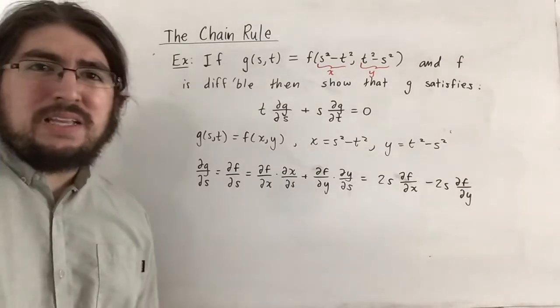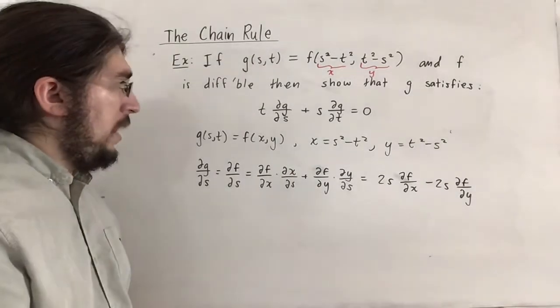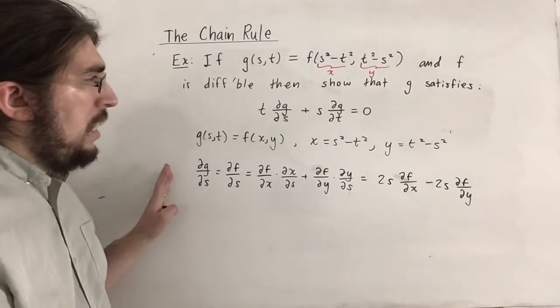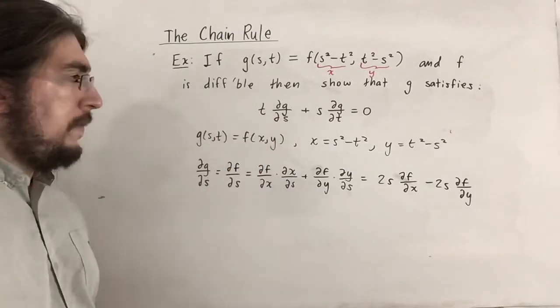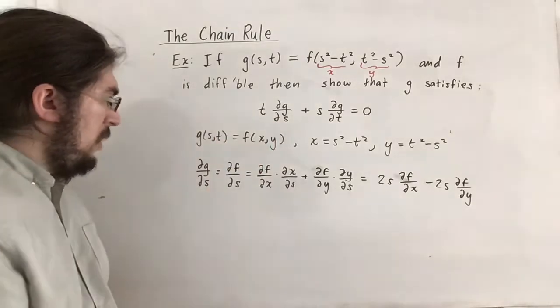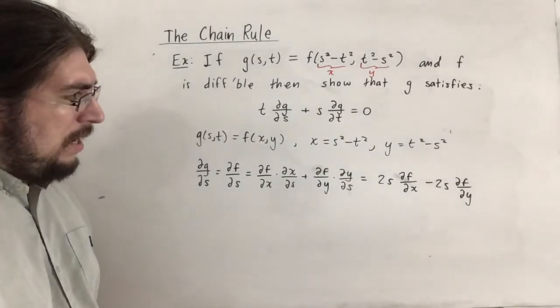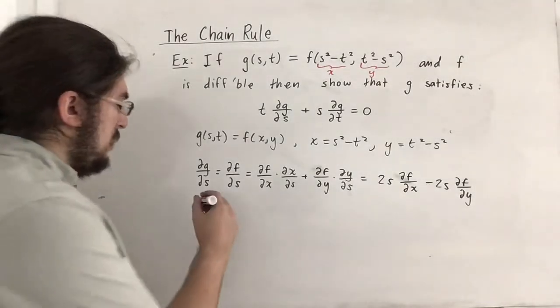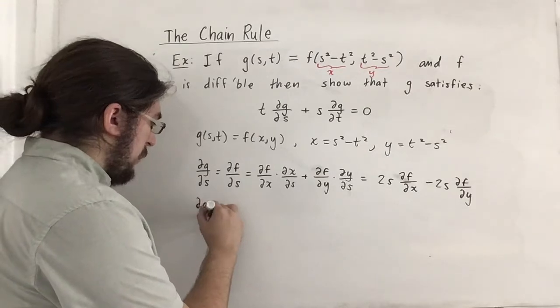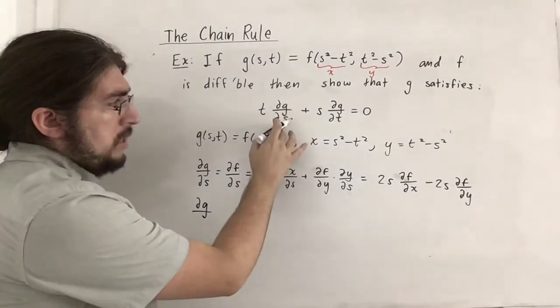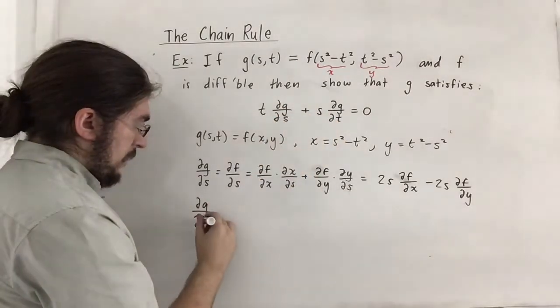Does this really tell us anything? Maybe not actually right away. But what we want to do now is notice we want to multiply it by t. So maybe that'll come into play. You know what, let's just do this. My gut instinct is just telling me to find the other one. So we found partial g partial s, let's find partial g partial t.